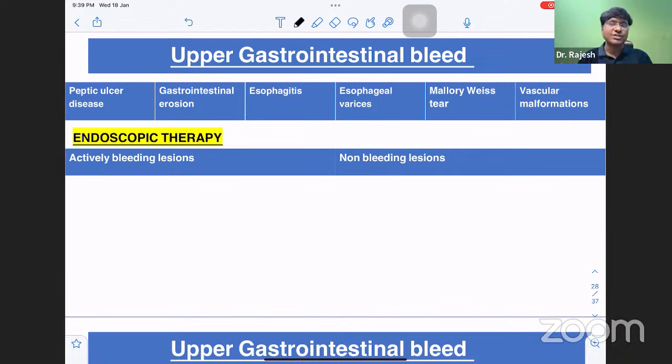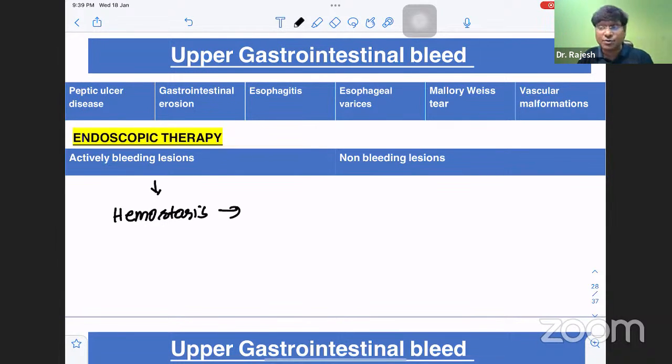What is moderate risk? What is low risk? Already I have taught you. Now, coming to endoscopy. Once you have done an endoscopy, you have seen that there is an actively bleeding lesion. When there is an actively bleeding lesion, you have to achieve hemostasis. So how will you achieve this hemostasis?